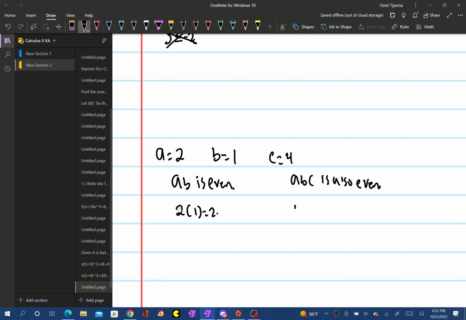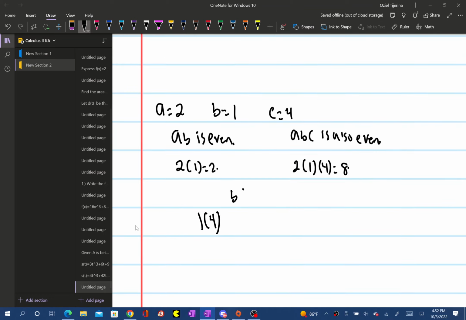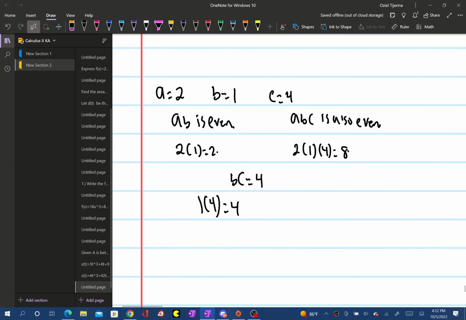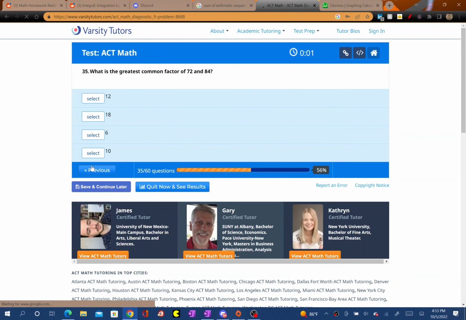So what does that mean about BC? BC is 1 times 4. BC is 4, so that means that BC has to be even. Yeah, so BC has to be even. So I think it's the last one. What is the greatest common factor of 72 and 84? Okay.